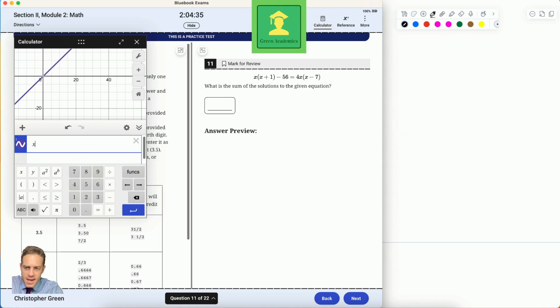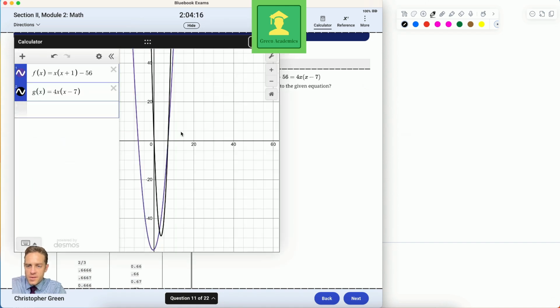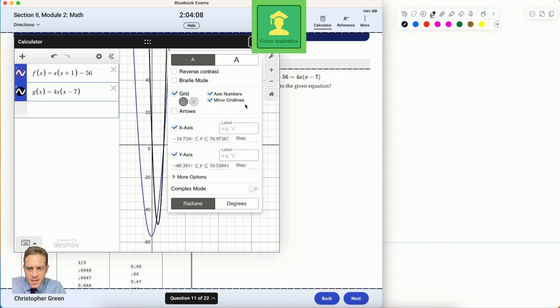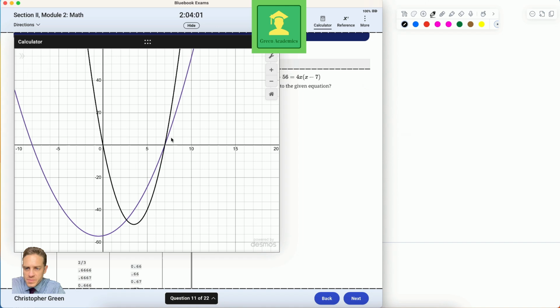So if you actually set them equal, which is not what I would recommend, writing them as two separate functions gives you a more visually intuitive explanation of what's going on. So there's f of x, and then g of x being 4x times the quantity x minus 7. And let's look at this a little bit bigger. I might adjust the window so you can see this more clearly, to go maybe just from negative 10 to positive 20. Yeah, that should be better.